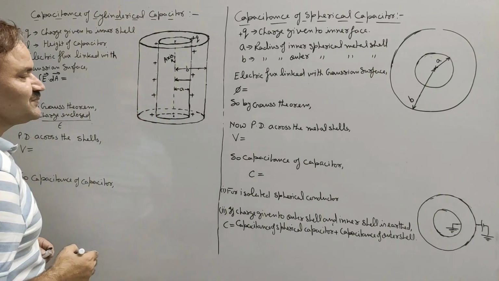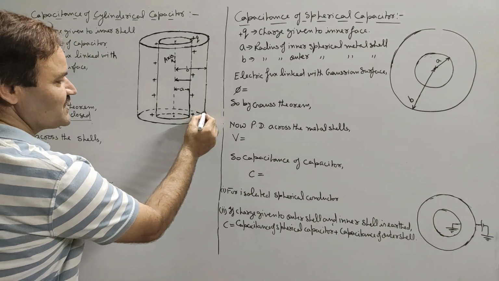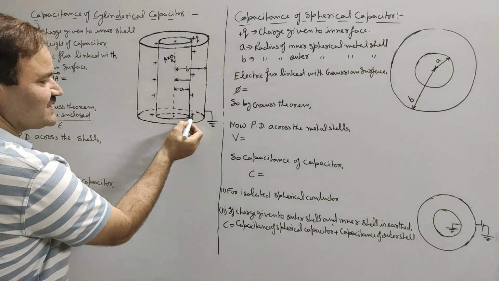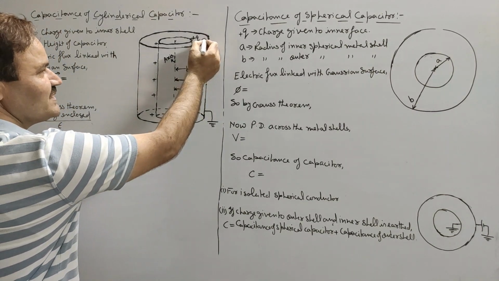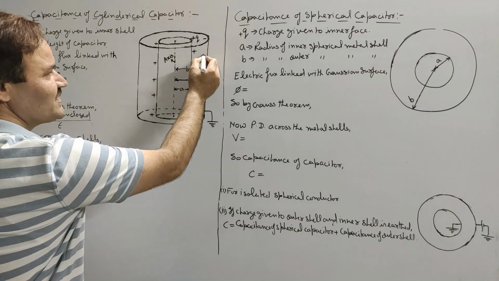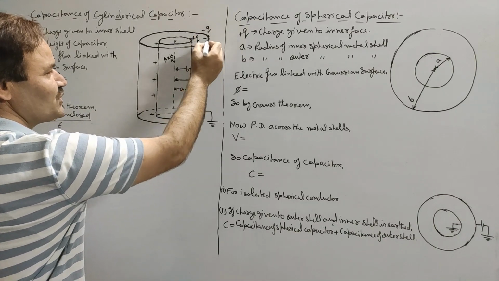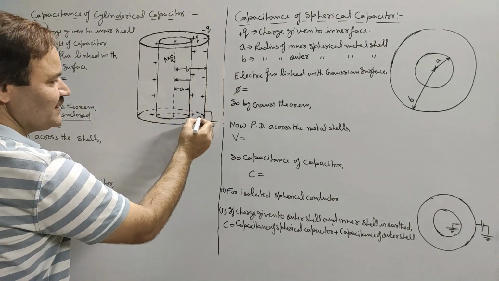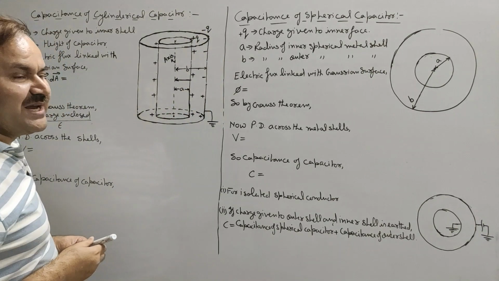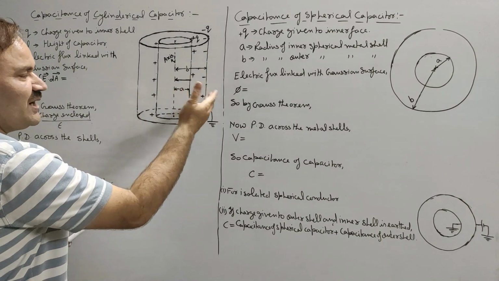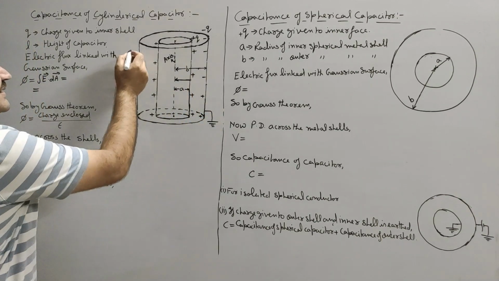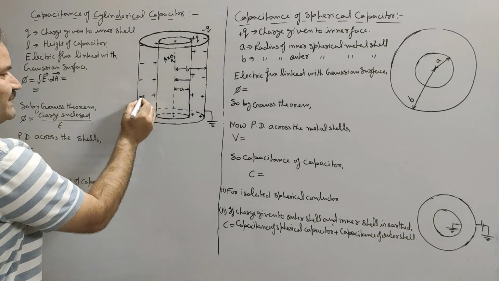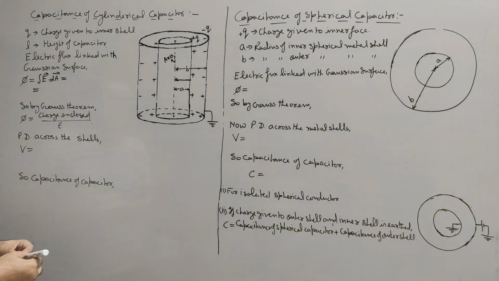of the inner shell. Its outer shell is earthed, and this positive charge given to the inner shell induces a negative charge of same magnitude, that is minus Q, on the inner face of outer shell, while the positive charge induced at the outer face of outer shell is neutralized by the earth. Now we have to find out the capacitance of this capacitor.